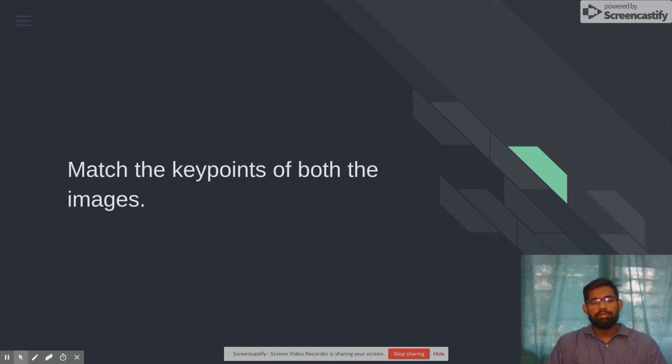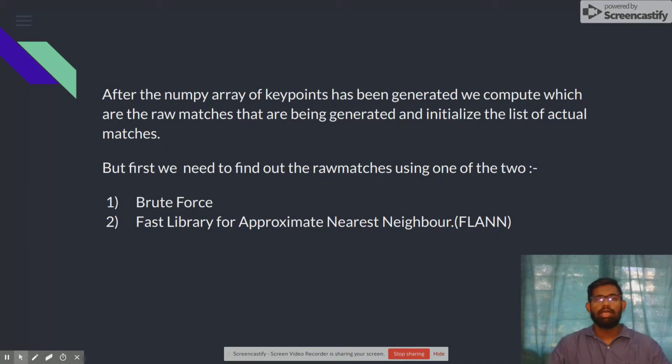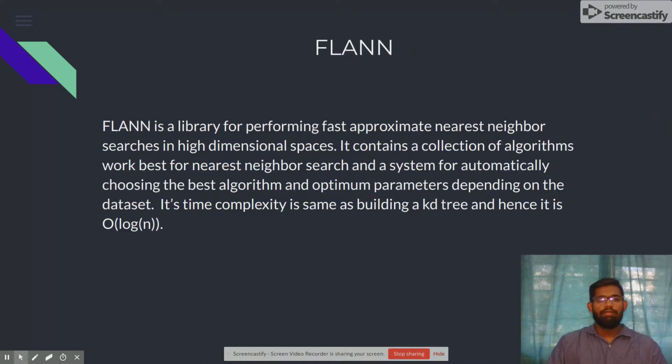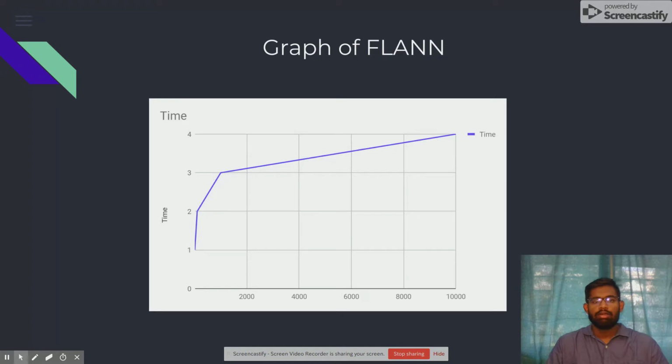The third step is to match the key points on both images. After the key point arrays of both images have been generated, we compute the raw matches and initialize the list of actual matches. To find the raw matches, we use either brute force or FLANN. As you can see, brute force has a time complexity of O(n squared), which is not desirable, whereas FLANN has a time complexity of O(log n), which is very desirable as we are doing real-time stitching.